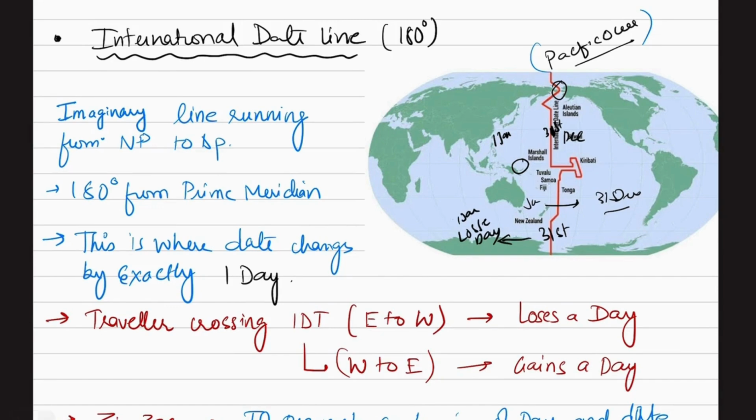Suppose a traveler is passing from east to west, he will lose a day. When a passenger is crossing from west to east, he will gain a day. Suppose, as I have shown here, that if this side has 1st January, then this side would be 31st December. So if anyone crosses from 31st to here, he would have gained a day.